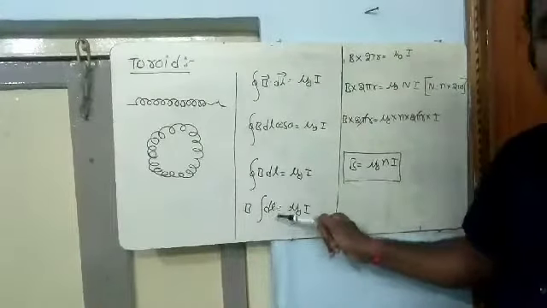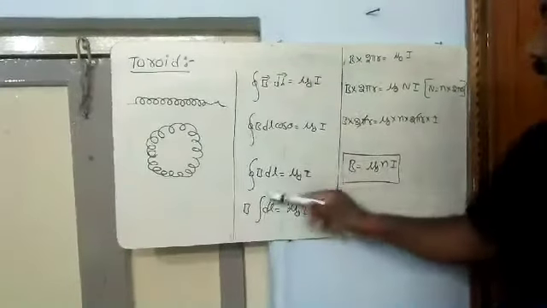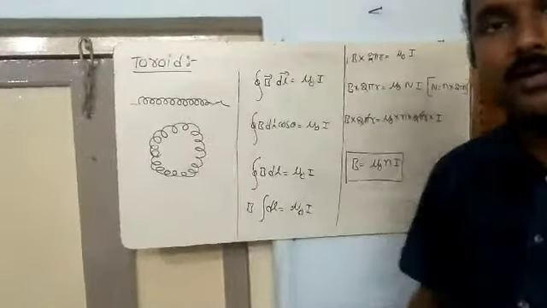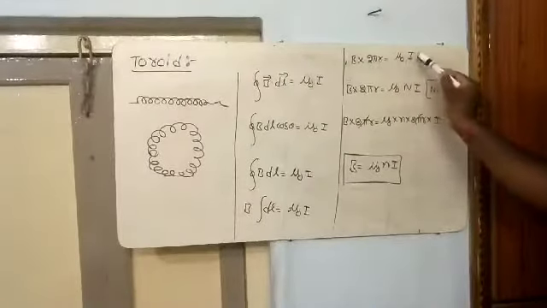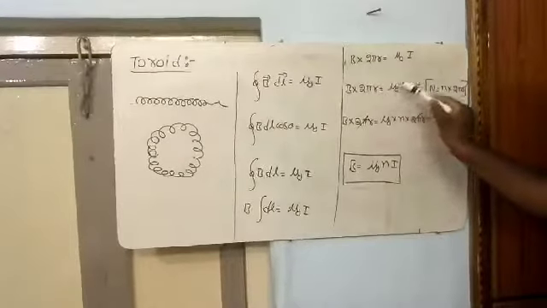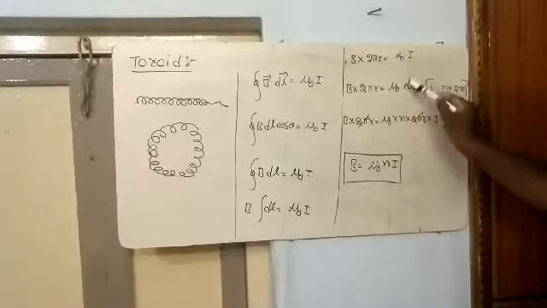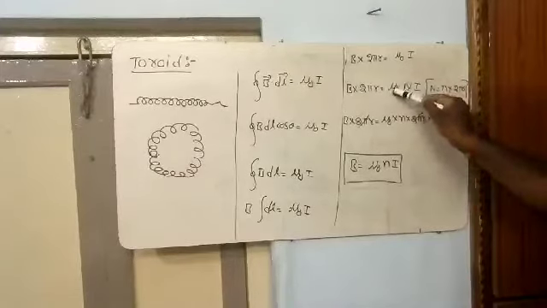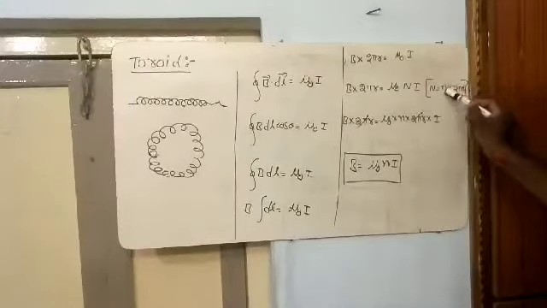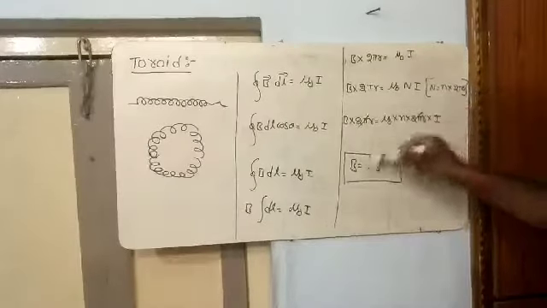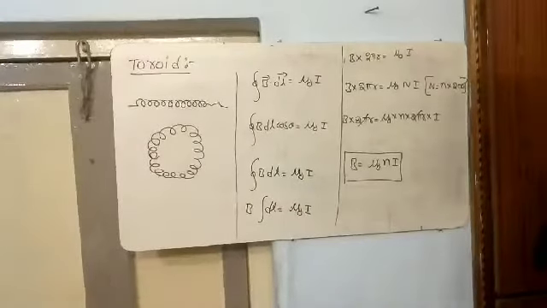B into integral dl equals mu naught I. The total length of the element is the circumference, so B into 2 pi r equals mu naught times I. If I take the number of turns, it will be mu naught times nI. The total number of turns is n, the number of turns per unit length, into 2 pi r. Then finally you get B equals mu naught nI.